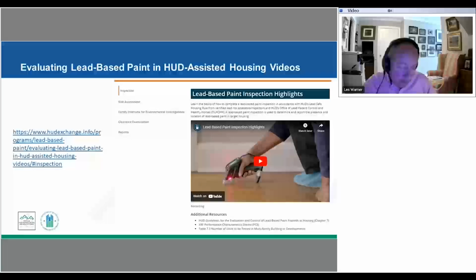We also have, Les, a reports video that's fairly new, and that goes through a risk assessment report, a lead inspection report, and a clearance report. So it identifies all the required elements, what they should look like. So that's also another great resource to go to.